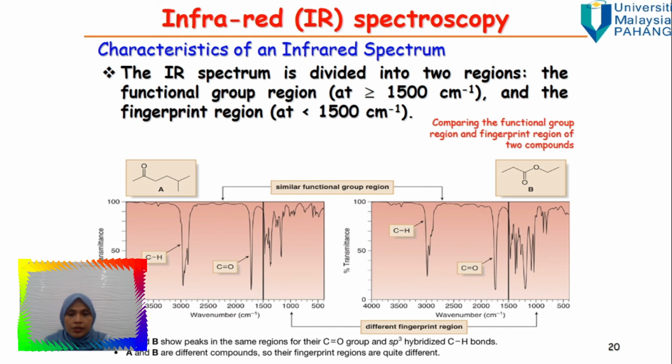The fingerprint region is rarely used, but it is used when you want to compare different types, such as the presence of ortho, meta, para in that region. Mostly we use the region more than 1,500.